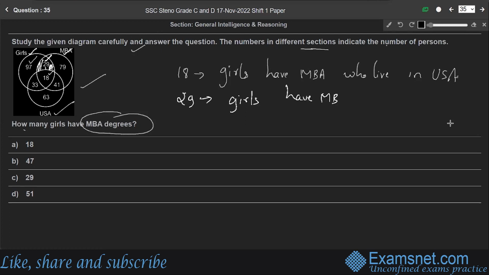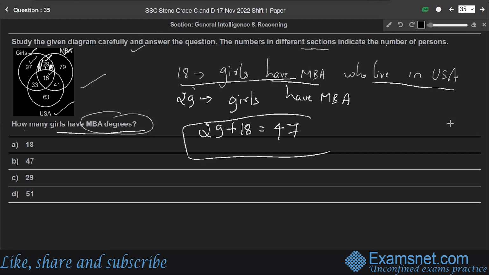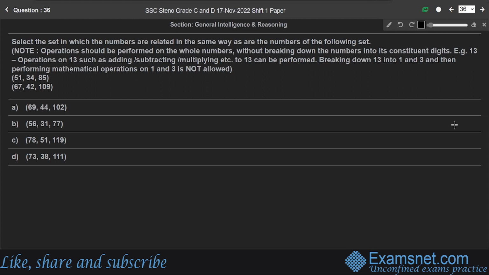Here the question is, the girls who have MBA degrees are 29 plus 18. Because 18 girls have an MBA degree but they live in the USA. So we have to consider that the girls who have an MBA degree are 29 plus 18. So 39, 47. So 47 girls have MBA degrees. So just add these two numbers, 29 and 18. Therefore, option B is the right answer.